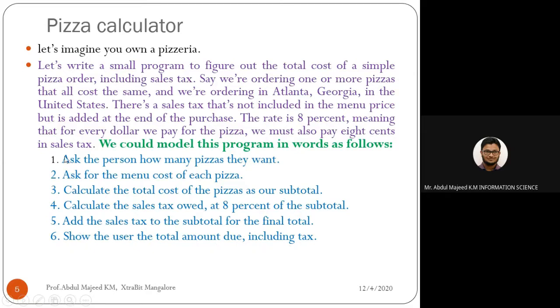So these are the 6 simple steps. First, we need to ask how many pizzas they want, then what is the cost of each pizza. Third, calculate the total cost of the pizzas by multiplying step number 1 and step number 2. Then we calculate the sales tax, which is nothing but 8% of the subtotal, so you multiply the subtotal by 0.08. Then add the sales tax to the subtotal: sales tax plus subtotal is equal to the total. Then we can display the message.